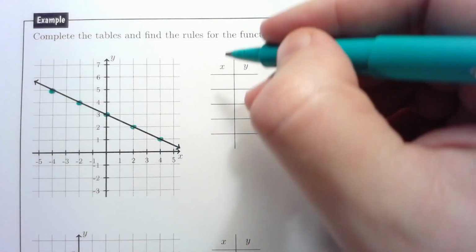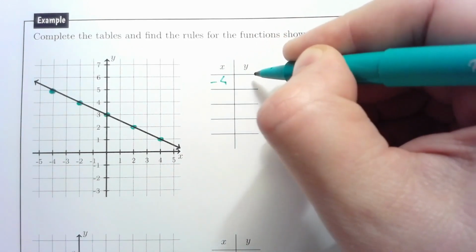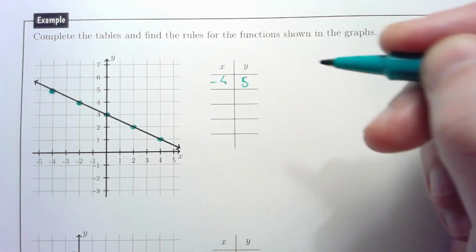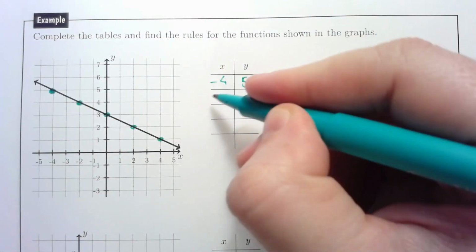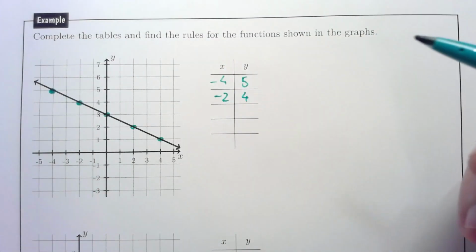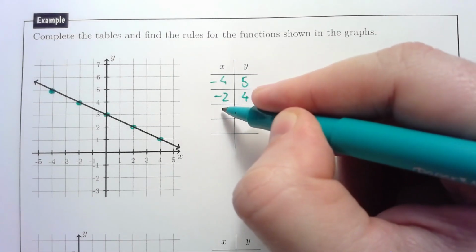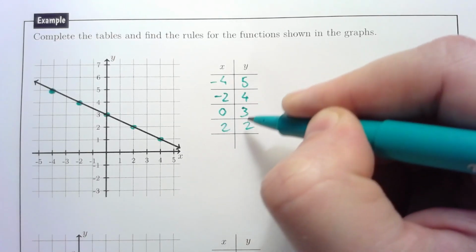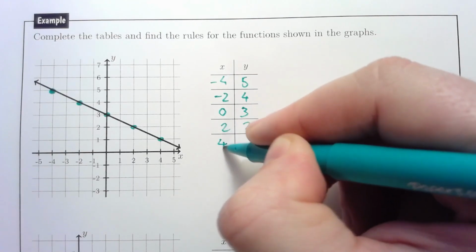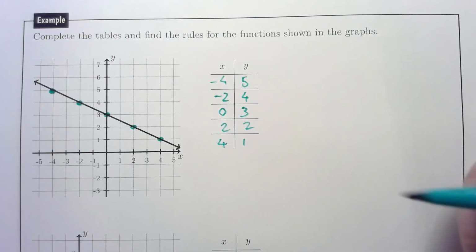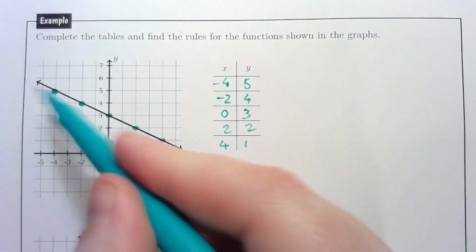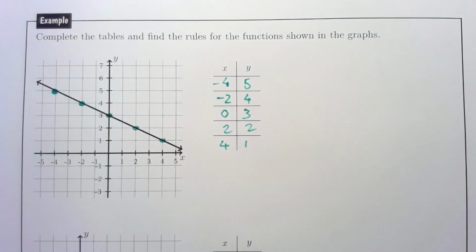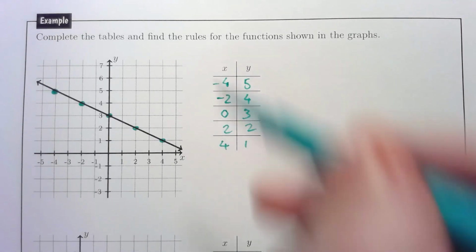So this point here has coordinates -4, 5. So those are our input and output. This point has the coordinates -2, 4. Again, those are our input and output. Then we have 0, 3, 2, 2, and 4, 1. So we've taken our graph, and just by looking at the coordinates, we've made a table. Now we already know how to turn a table into a rule. So let's go ahead and do that.